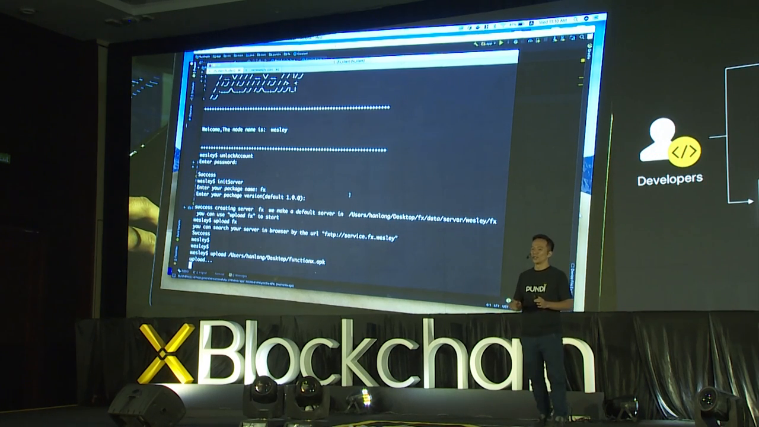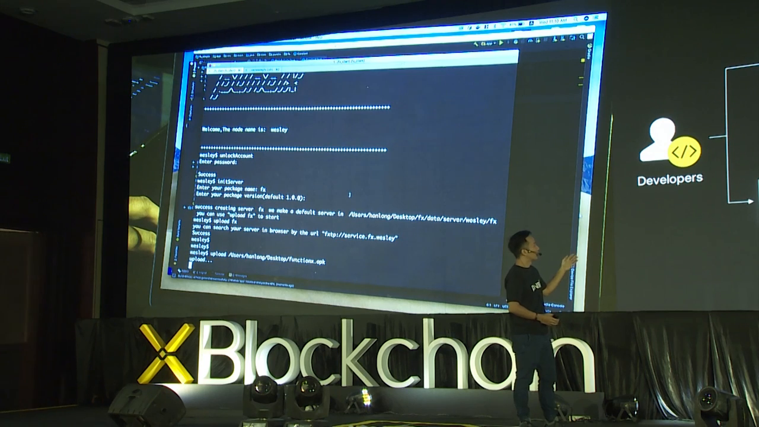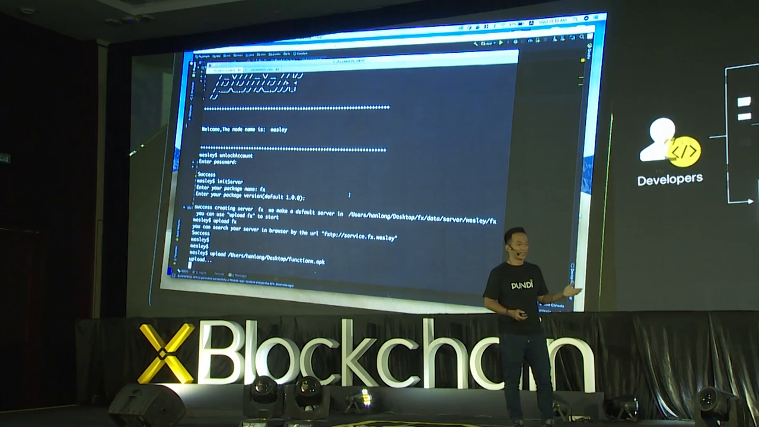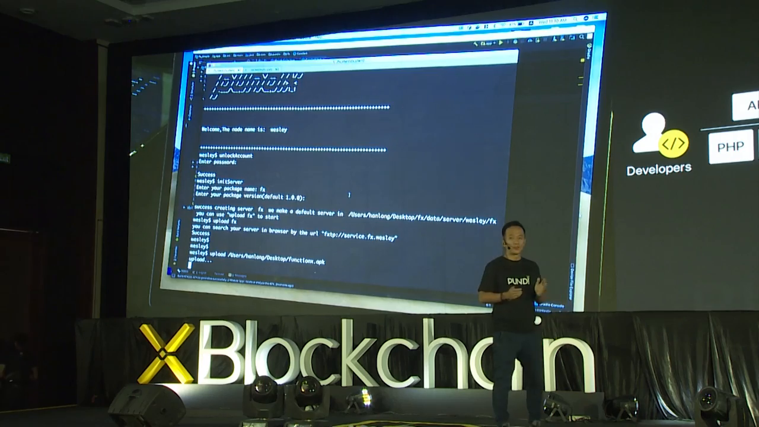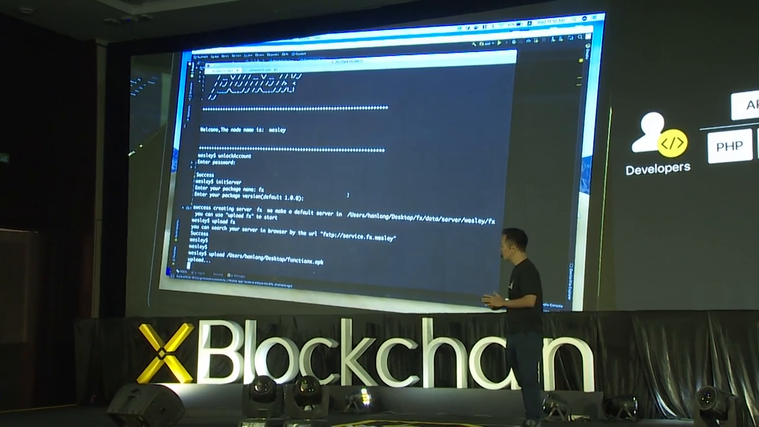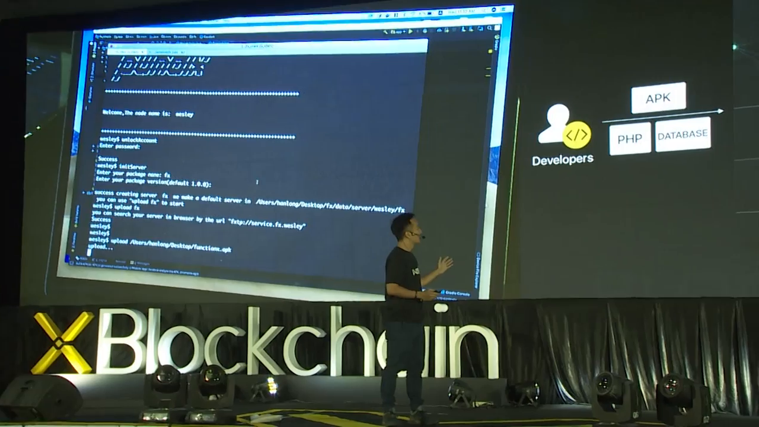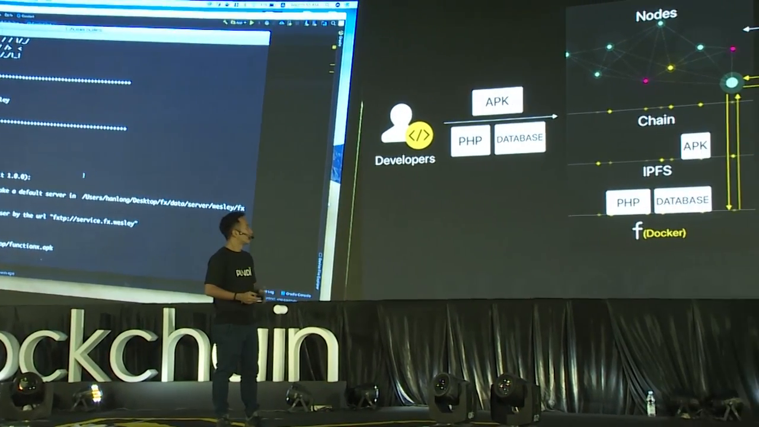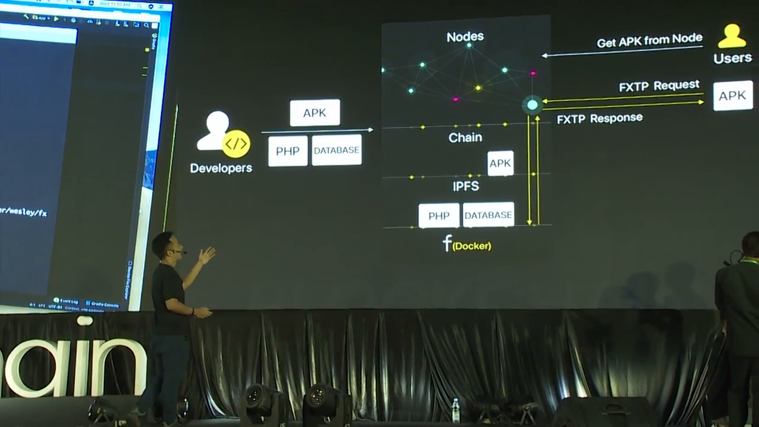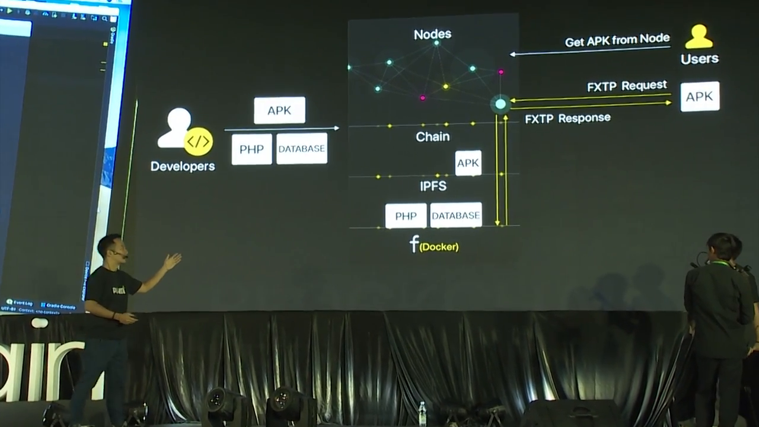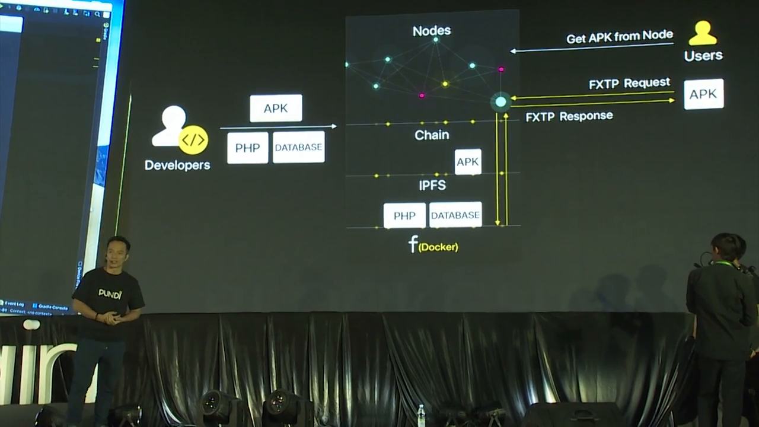This is the traditional model of development, which is you have an APK file, and you download your PHP and your database, your backend, through the server. This is the new way of development. You develop as you normally do, and you upload everything that you have to Function X. So behind the scene, you actually have uploading to the public chain supported by IPFS and FX Docker.